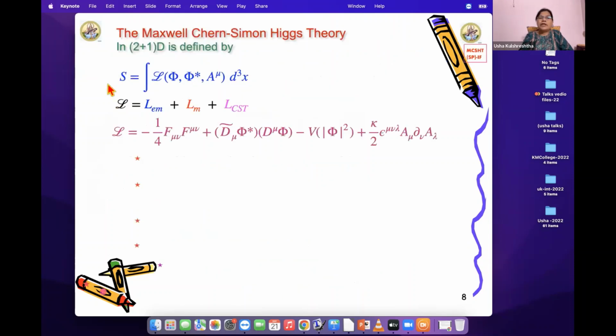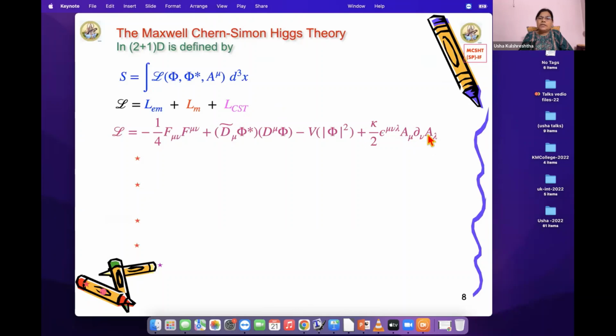Now the theory is defined by the following action or by this Lagrangian density. This Lagrangian density is a combination of three terms. So the first term is the electromagnetic Lagrangian, and this second term is the matter Lagrangian.